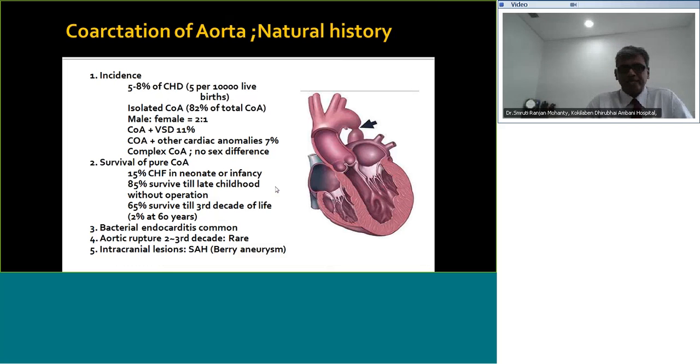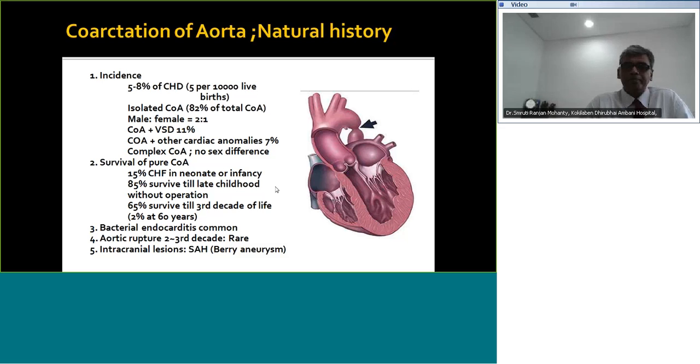Important for us to know that coarctation happens in almost 5 to 8% of congenital heart defects. So it's like 5 in 1,000 live births. Out of the coarctation, isolated coarctation is almost 82%, and in that, the male to female ratio is 2:1. You have coarctation along with VSD present in almost 11% of the cases, and in other 7% of cases, coarctation exists with other coexisting complex cardiac anomalies. And when you go for complex coarctation, that means coarctation with either VSD or other complex congenital heart defects, there is no sex dominance.